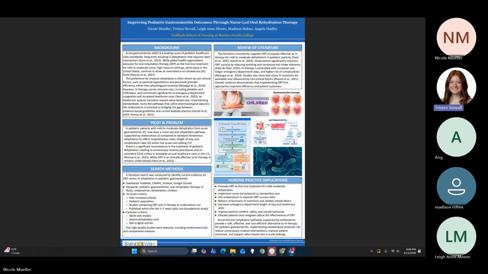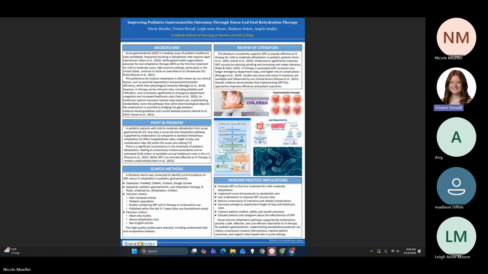So our goal with this project was to explore which method is more effective, safer, and better for patients and the healthcare system. This led us to our PICO question. In pediatric patients with mild to moderate dehydration from gastroenteritis, how does a nurse-led oral rehydration pathway with ondansetron compared to IV therapy affect hospitalization rates, length of stay, and complications?